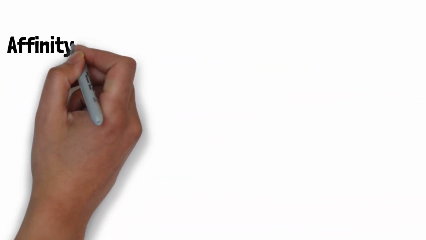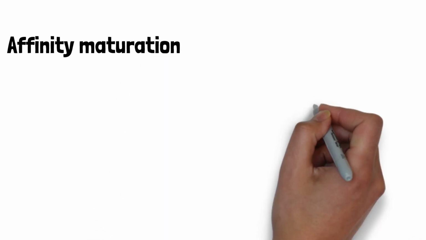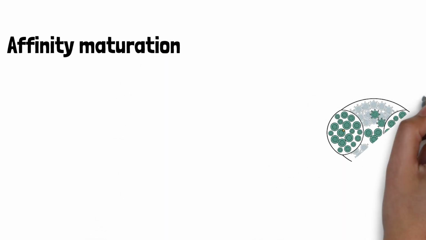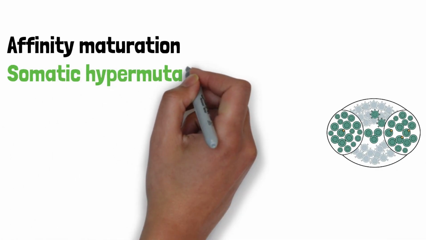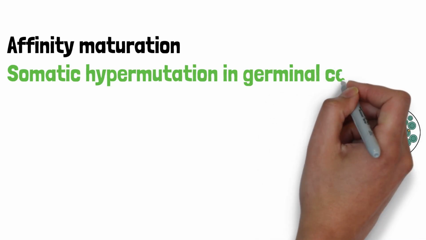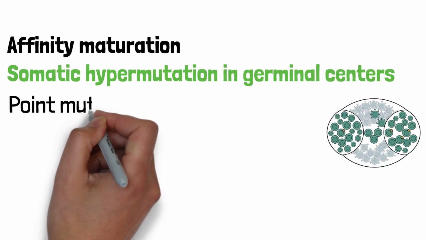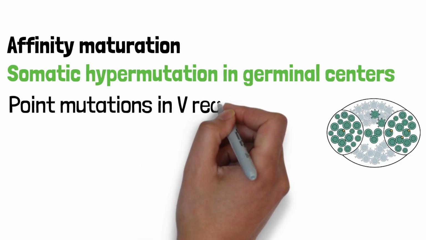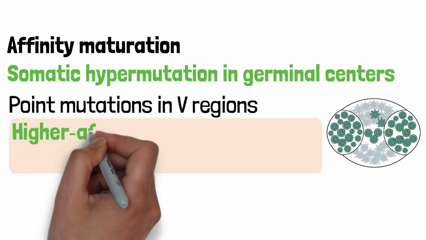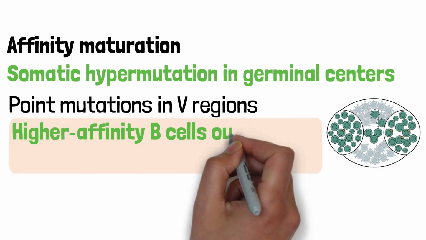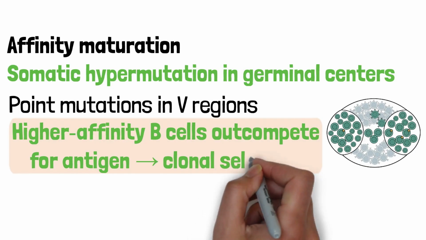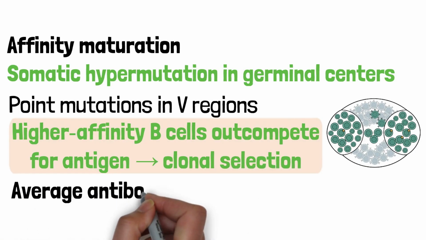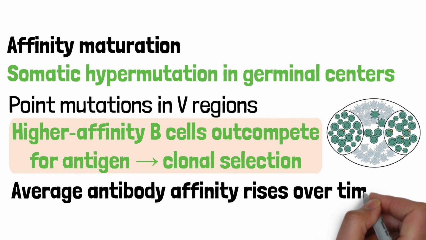Once that germinal center reaction is underway, two more processes fine-tune the antibody response even further, starting with affinity maturation. Inside the germinal center, B cells undergo somatic hypermutation, which introduces point mutations specifically into the variable regions of the antibody gene. Because of this, B cells whose new mutations happen to bind antigen more tightly outcompete their neighbors for that limited antigen, which is clonal selection in action. Repeat that cycle enough times, and the average affinity of the antibody pool climbs steadily higher.